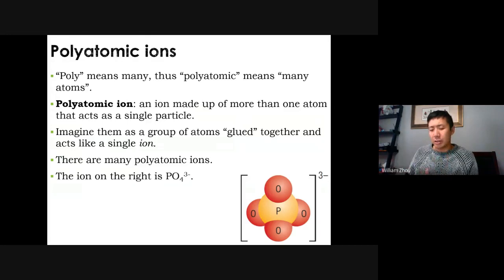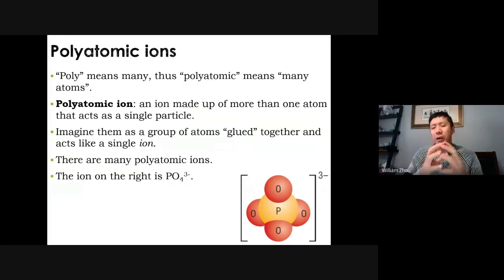Okay, so moving on to something a lot more annoying, in my opinion, than multivalent metals, and that would be polyatomic ions. First of all, let's dissect the word. Poly means many, okay, like a polygon, a polynomial, or a polymer. Polyatomic means it has many atoms. All right. So a polyatomic ion is therefore an ion with a charge made up of more than one atom, and they act like one single particle.